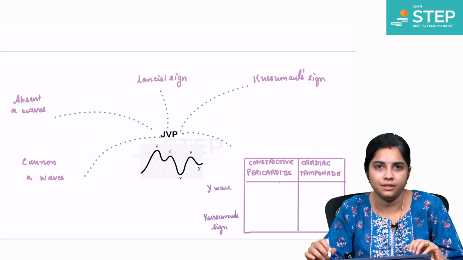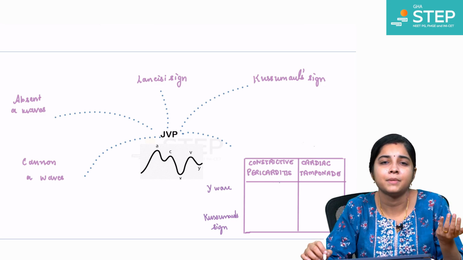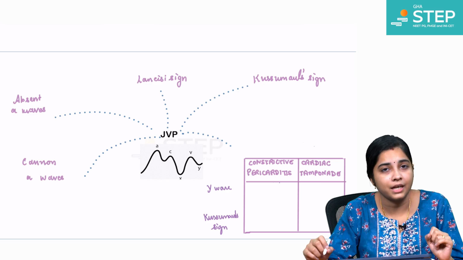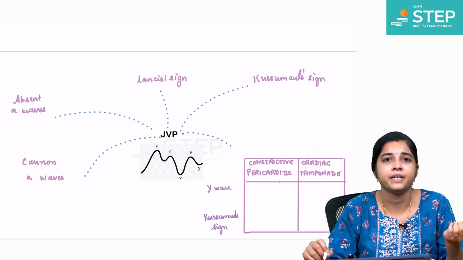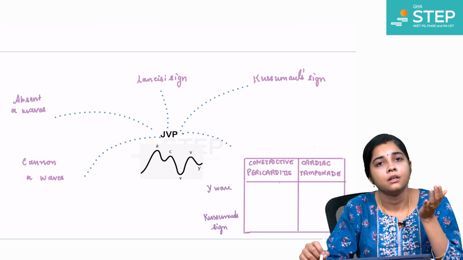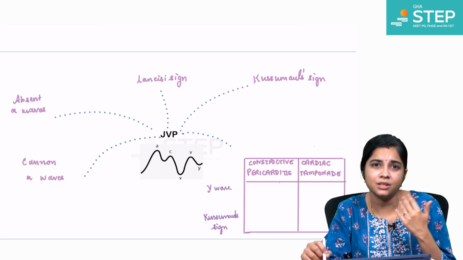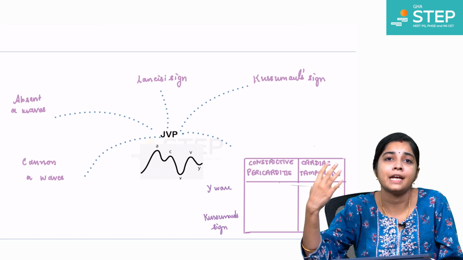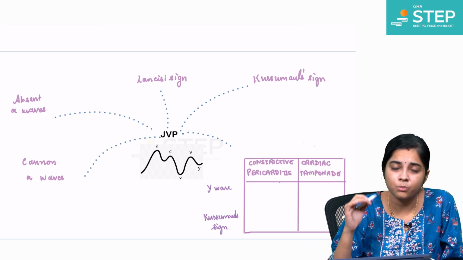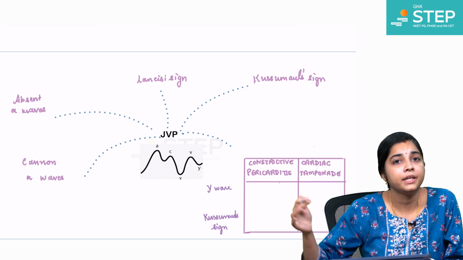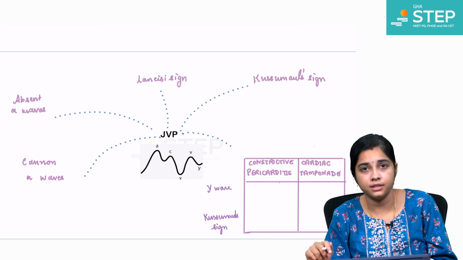So what is the JVP actually? The JVP is basically the pressure waveforms which are well seen in the right internal jugular vein. So basically the jugular venous pressure reflects the pressure changes which are seen in the right atrium and the right ventricle, or the pressure changes which are reflected in the right side of the heart. Okay, so what you should be knowing from the exam point of view is the various waves of the JVP and what are the changes that happen.